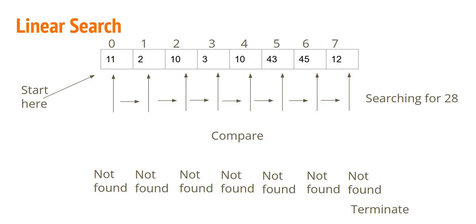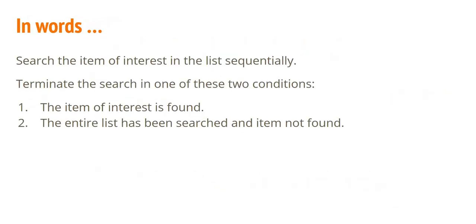But basically, if I were to express this in words: search the item of interest in the list sequentially, and terminate the search in one of two conditions, which is that the item of interest is found, or the entire list has been searched and the item is not found, right? So this is basically it. This is linear search. We can write some code for it.